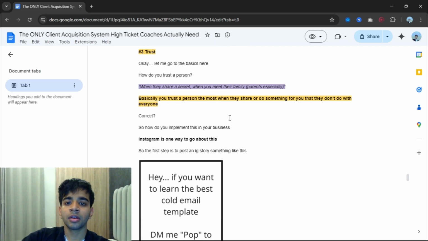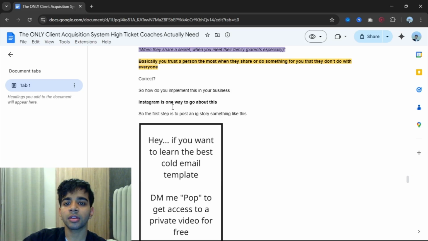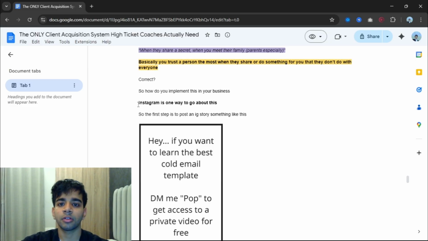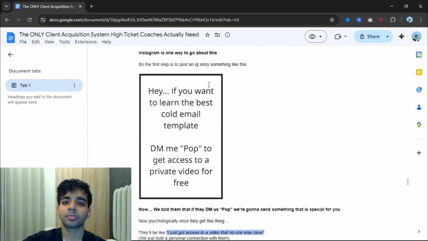So how do you implement this in your business? Well, one way to do this is Instagram stories, but since we are talking about YouTube, I'm also going to tell you that by the end of this section, right? And you're also going to understand it by yourself. So Instagram is one way to go about this. The first step is to post an IG story, something like this: hey, if you want to learn the best cold email template, DM me "pop", and you will get access to a private video in which you can learn how to create the best cold email template for free.